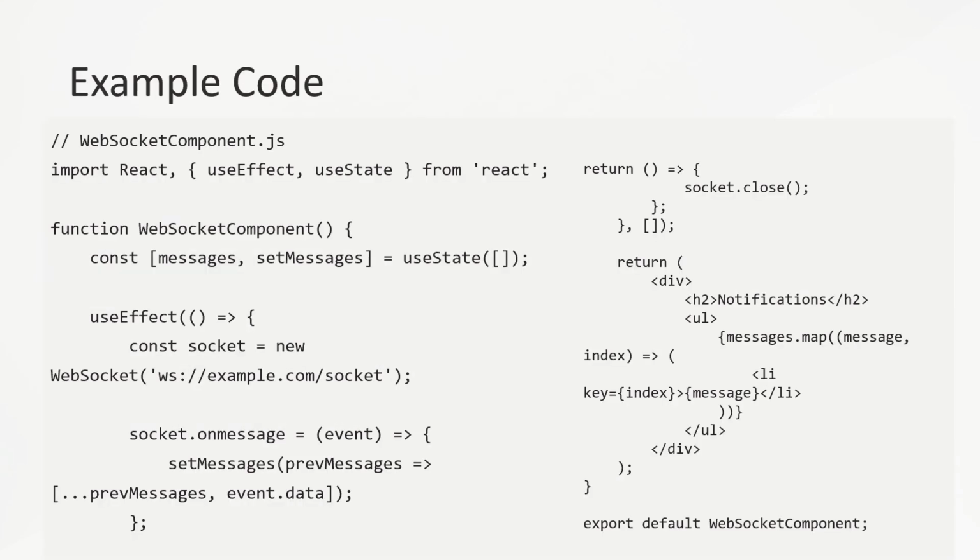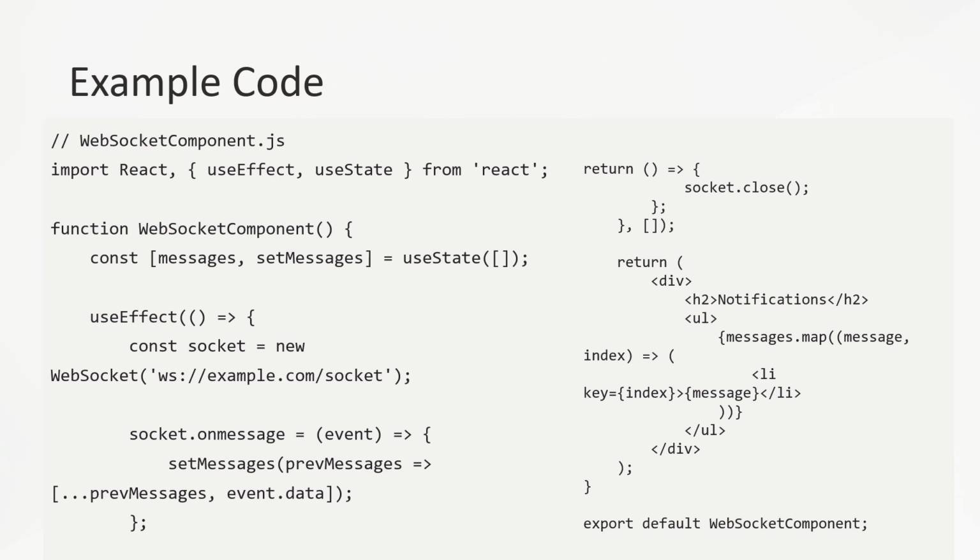The WebSocket.js provides a React component for handling real-time data through WebSocket connections. The component uses the useState hook to manage the state of messages, representing the notifications or data received through the WebSocket connection. The useEffect hook is employed to establish a WebSocket connection when the component mounts. Upon receiving a message from the WebSocket, the onMessage event is triggered, and a new message is added to the messages state using the setMessages function.